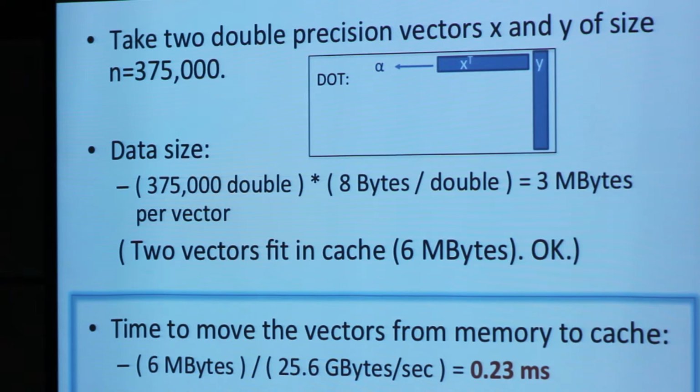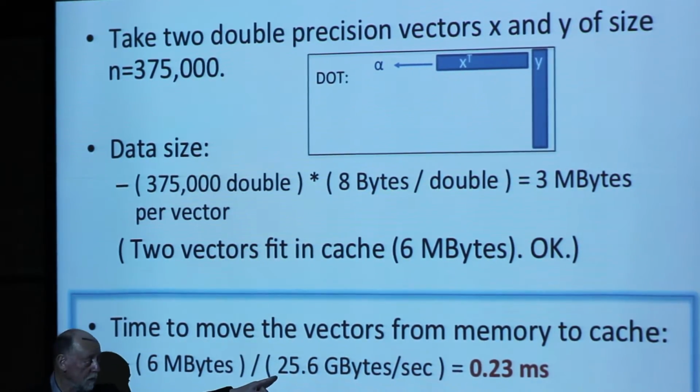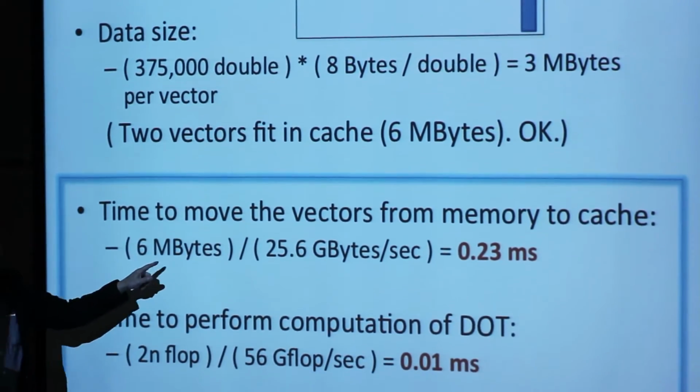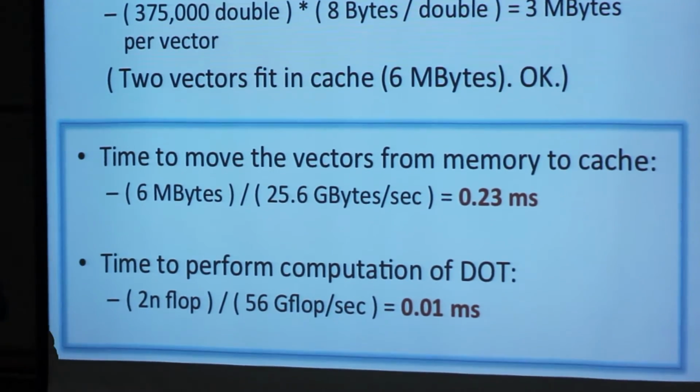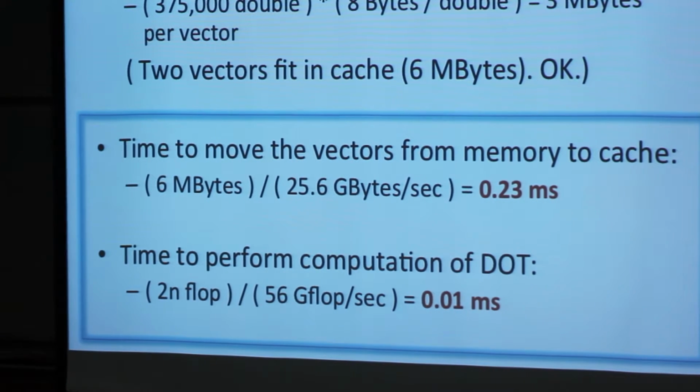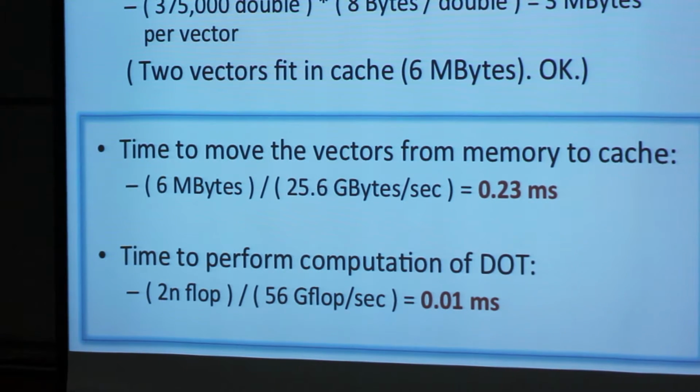So those 2 vectors come into cache and we're going to do some operations when they're there. The time to move the data across the bus, that's the speed of the bus, 6 megabytes of data, says it takes 0.23 milliseconds to move the data. So it's 2 vectors coming from memory into the part where I'm going to do the operations, 0.23 milliseconds.